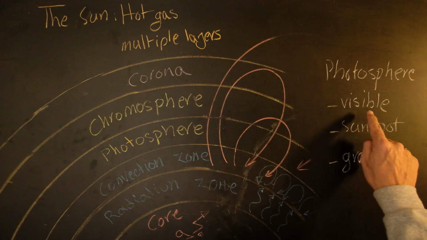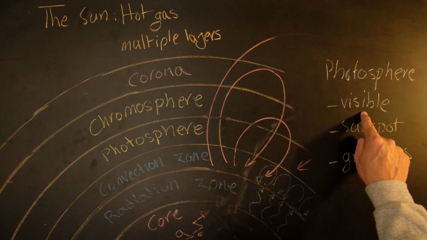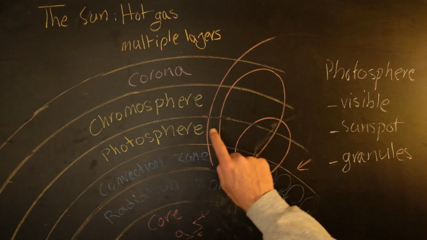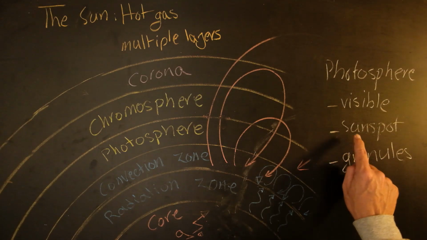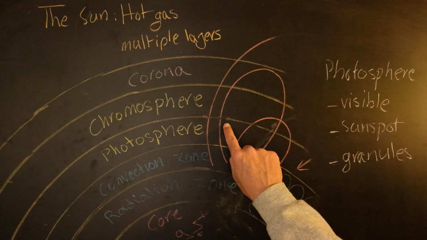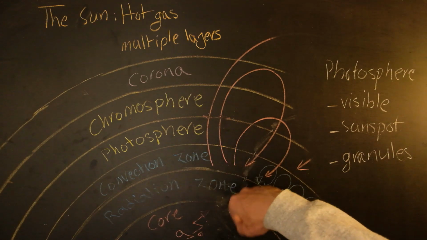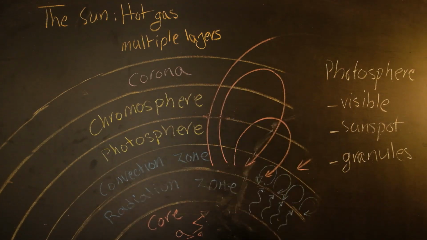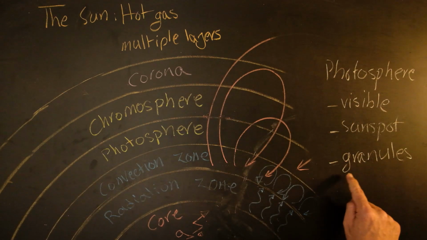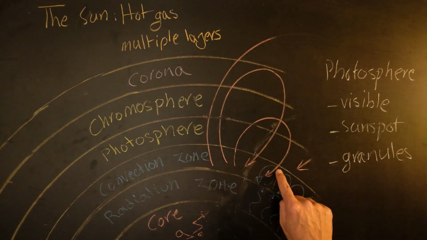Photosphere is the visible part of the sun. Anytime you look at the sun, what you see is actually photosphere. We have sunspots. Sunspots are darker, cooler regions of the sun because particles move away, they carry energy away, and they look darker. And we have granules.